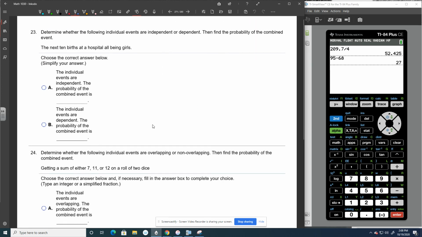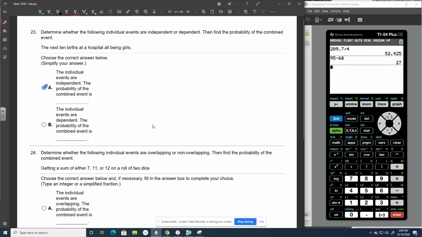23. Determine whether the following individual events are independent or dependent, then find the probability of the combined event. So the next 10 births at a hospital, all being girls. Well, one child being a girl and the next child being a girl are absolutely independent. They are not dependent on each other. Those individual events are independent.